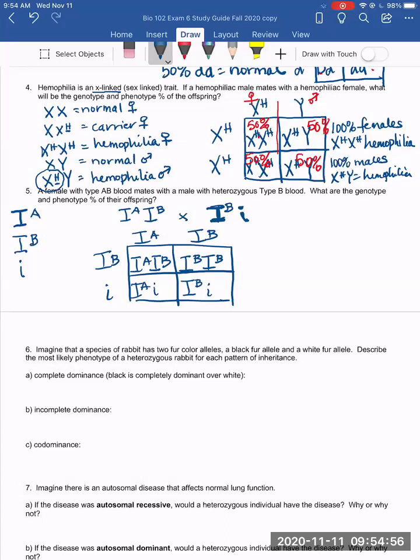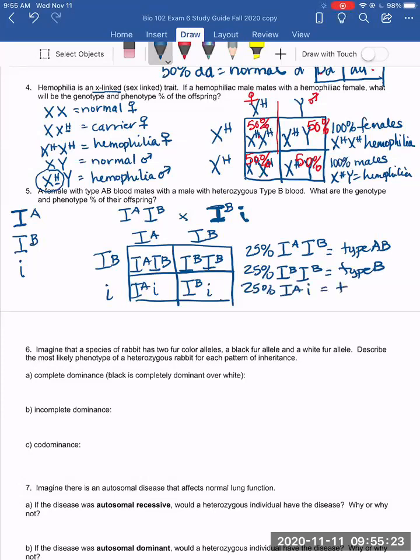This is kind of a cool cross, I think. So 25%. This would be our genotype, and this is type AB blood. 25% homozygous type B, but you can just write type B. 25% heterozygous type A, but you can just write type A. And then we have another 25% type B.